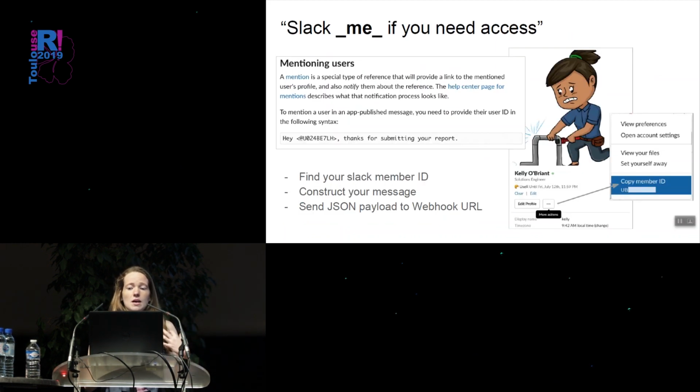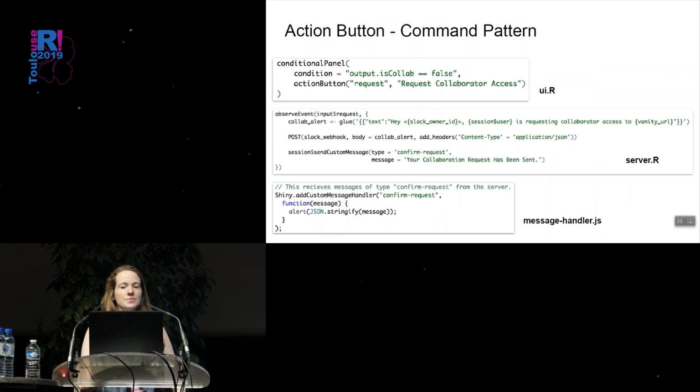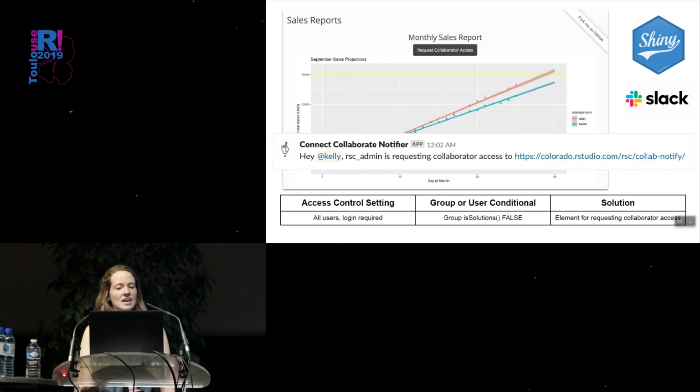And then the only tricky part is that you have to find your Slack member ID in order to get the Slack message to say, hey, notify Kelly. So that's how you find your member ID. You structure your JSON payload, put together your action button command pattern, which I've shown here, and then structure your UI. So this is all of the application together. Here you can see the request collaborator access button.